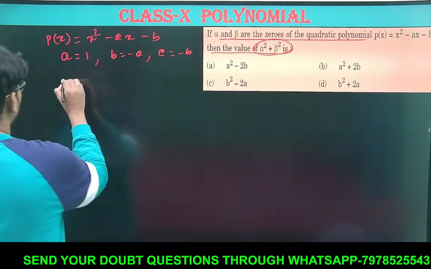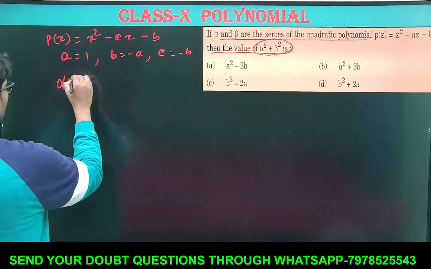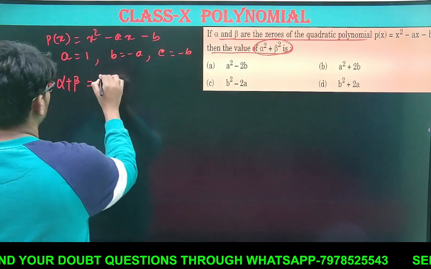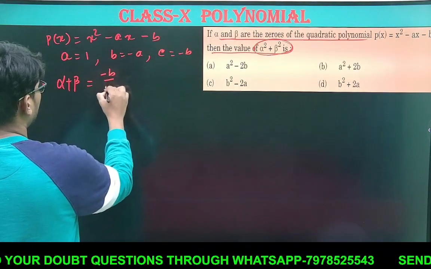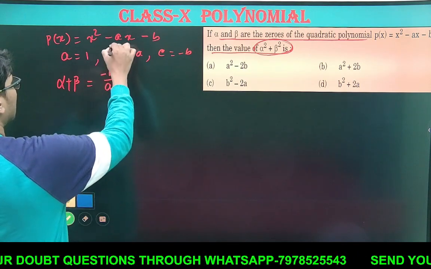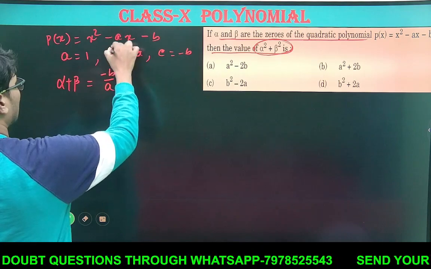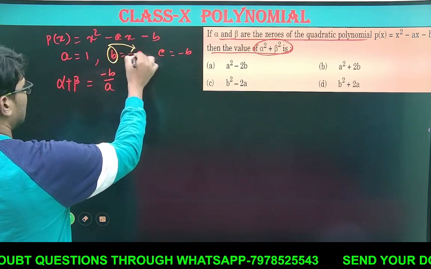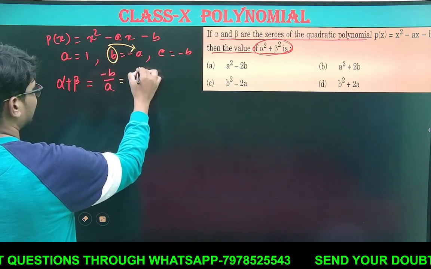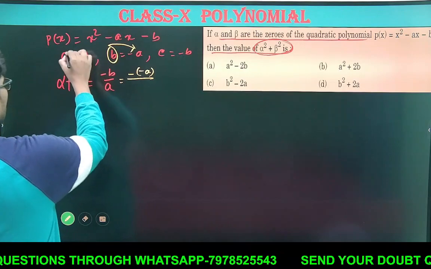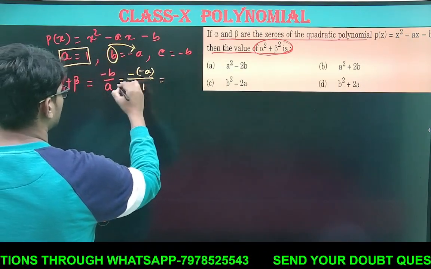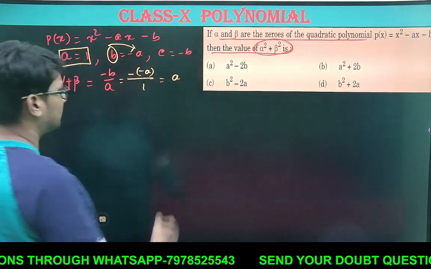Now let us find alpha plus beta. Alpha plus beta is how much? We know minus b by a. Here which one is acting like b? This is b. What is the value of b? Value of b is minus a. So we have to put minus, b value is minus a. And what about the a value? A value is 1. So the sum of zeros is plus a.